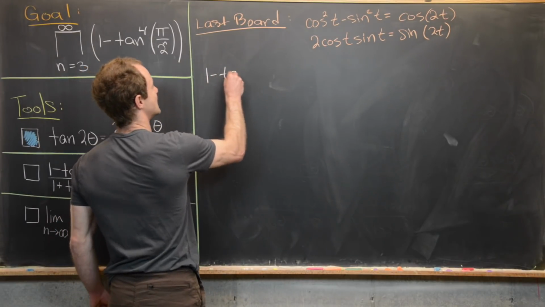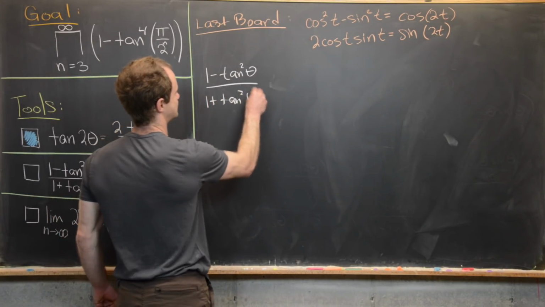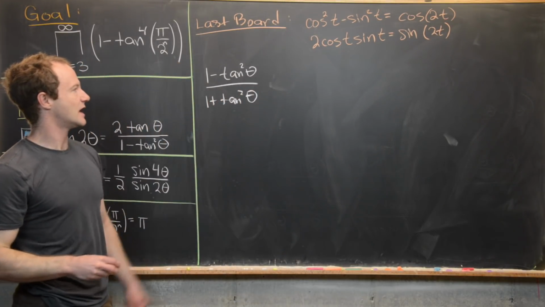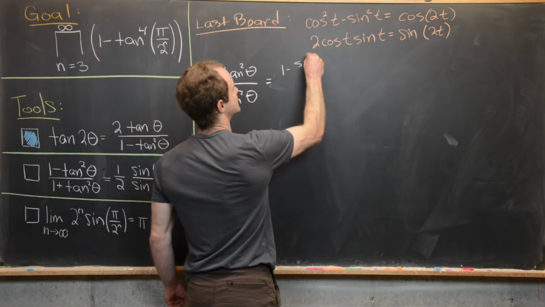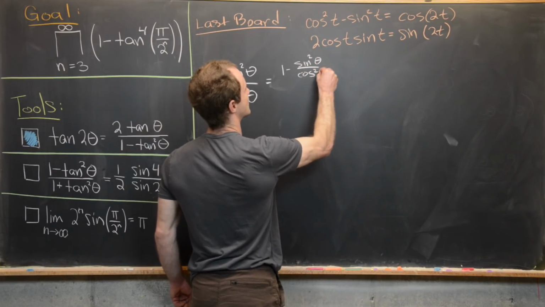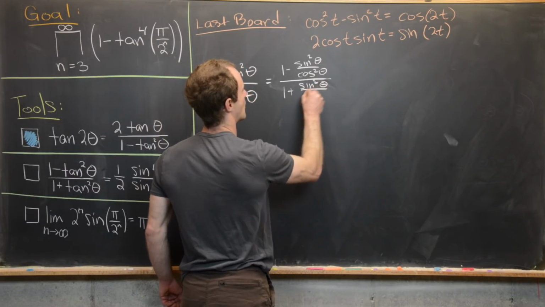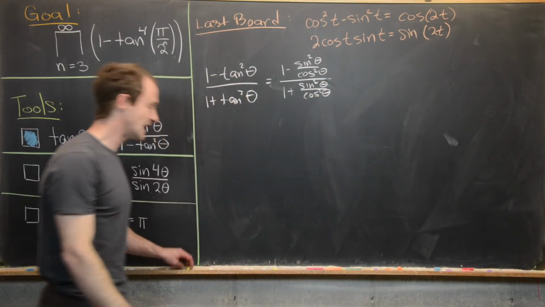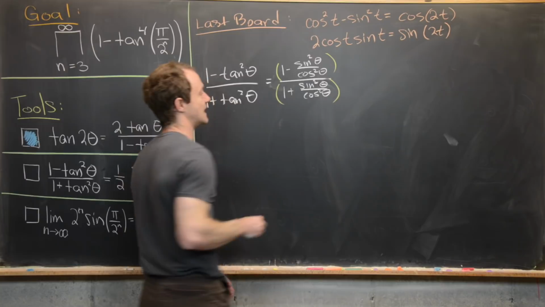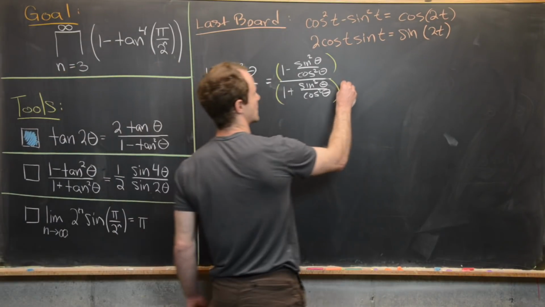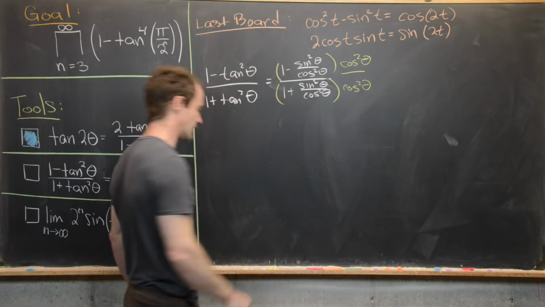So we've got 1 minus tangent squared theta over 1 plus tangent squared theta. Great. But I'm going to go ahead and put this in terms of sines and cosines. So that's going to give me 1 minus sine squared theta over cos squared theta over 1 plus sine squared theta over cos squared theta. And now that just screams out to multiply the numerator and the denominator by cosine squared theta to make some simplification. So let's go ahead and do that.